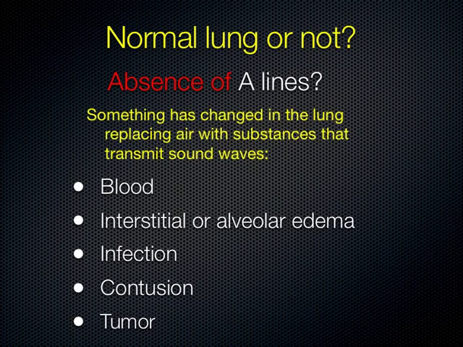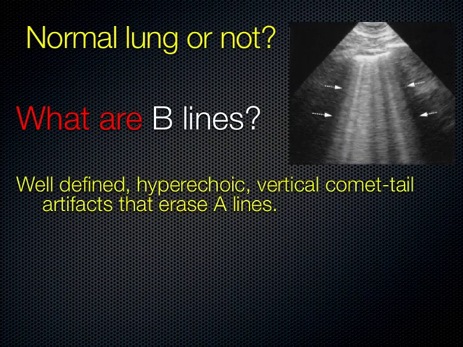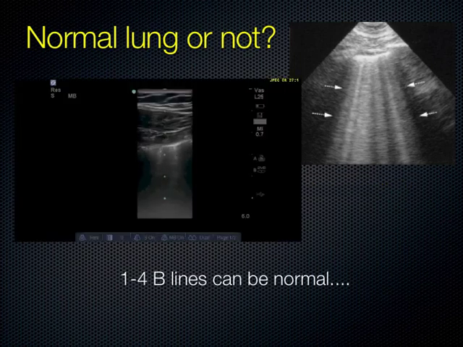So now we're going to get into what are B lines. B lines are actually vertical artifacts that erase the A lines. So the normal aerated lung has A lines, but if you have B lines, these are artifacts created by fluid in the lung that will obliterate the A lines. So normally these vertical comet tails, you can have a couple little ones that are normal. You can have up to 4, some people say 3, can be normal. But if you have multiple diffuse B lines in multiple fields, then that is abnormal.